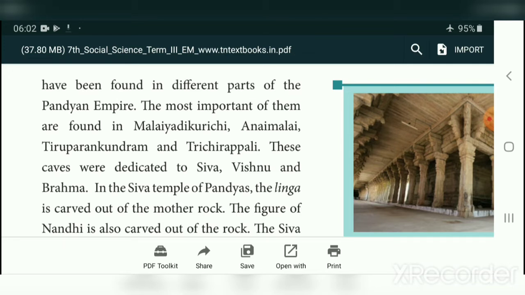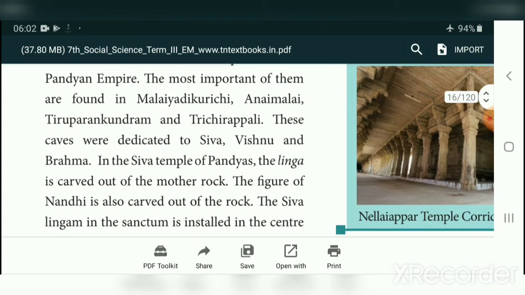The most important of them are found in Mayiladukurichi, Anamalai, Tirupurangundram and Tiruchirappalli. In these 4 places we can discover so many cave temples. These caves were dedicated to Lord Shiva, Vishnu and Brahma.